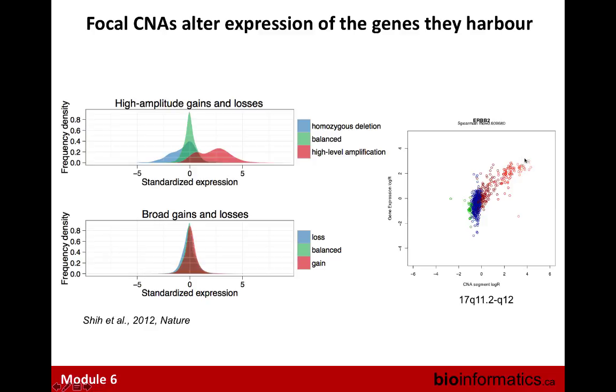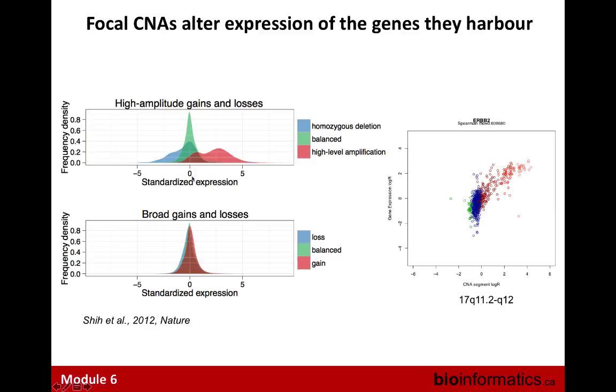So with red being a high level of amplification, you can see that there's definitely a relationship between copy number and expression for this gene. And in general, as a rule, there's a much better correlation with expression for focal events compared to broad events. And so here we see high amplitude gains and losses versus broad gains and losses.